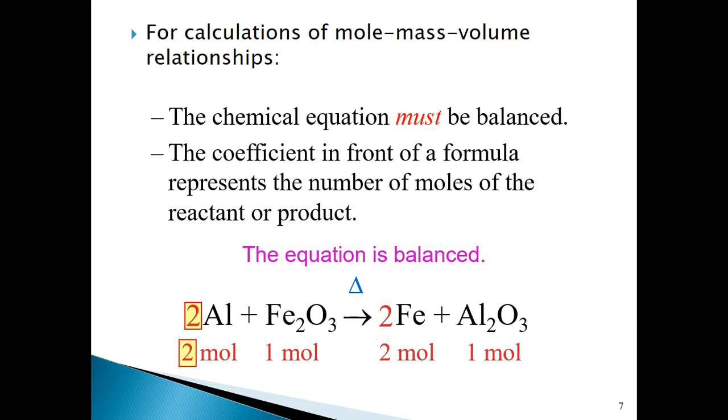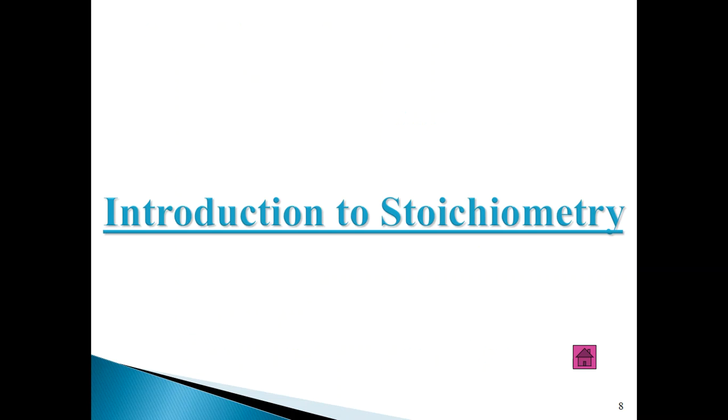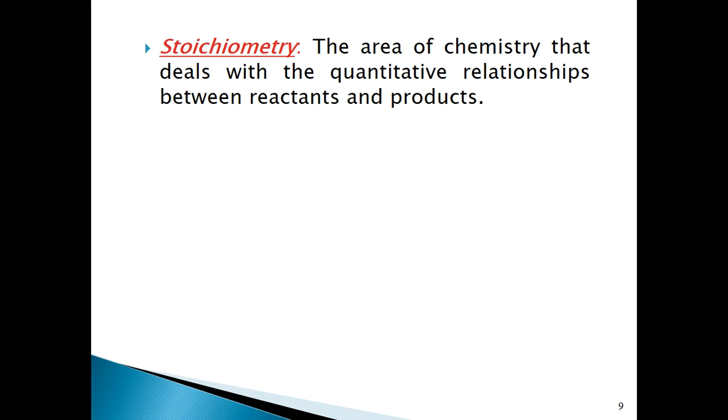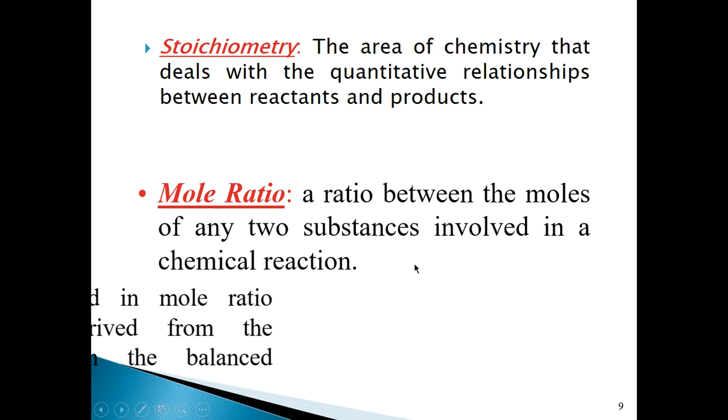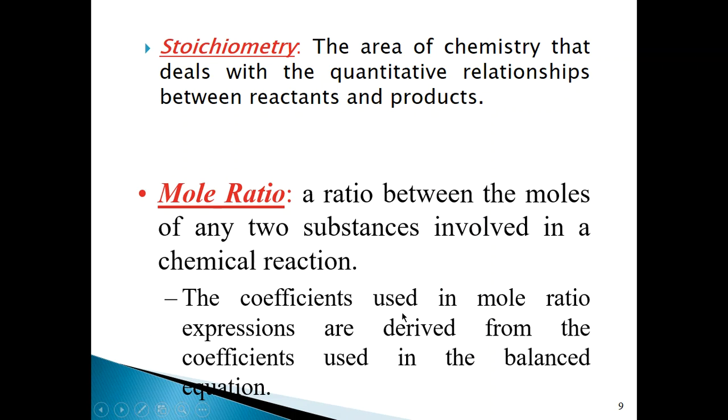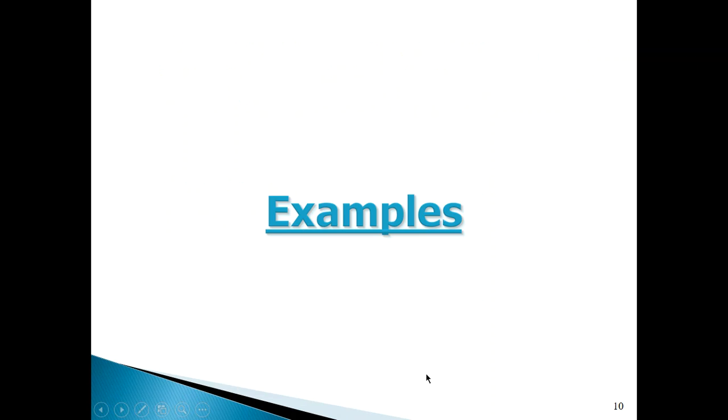All right, so now we're going to first define stoichiometry, which I stated already. It is that area of chemistry that looks at the quantitative relationships between reactants and products. Another definition you need to know about is a mole ratio. The mole ratio is basically the ratio between the moles of any two substances involved as reactants or products in a chemical reaction. And the mole ratios are derived from the coefficients that are used in the balanced equation.